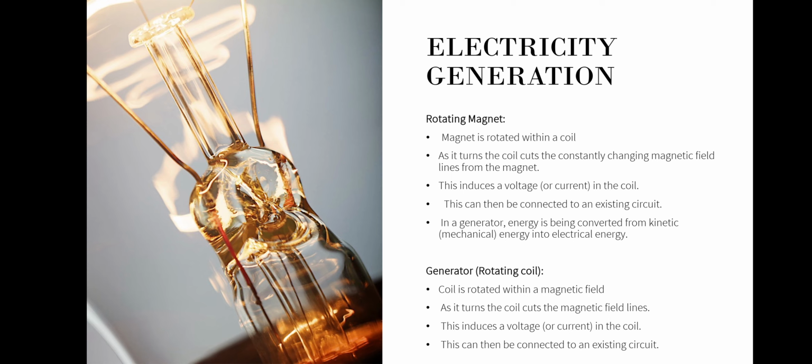And to produce electricity from a generator, the coil is rotated within a magnetic field. As it turns, the coil cuts the magnetic field lines. This induces a voltage in the coil, and finally this can be connected to an existing circuit.